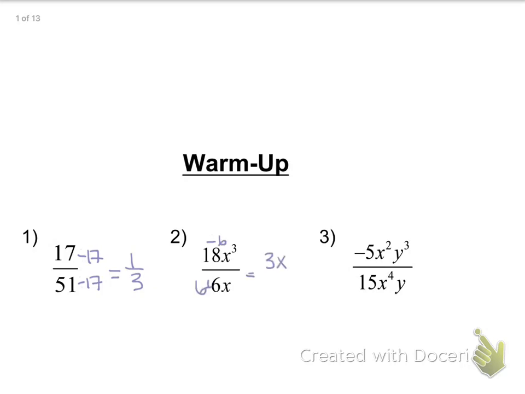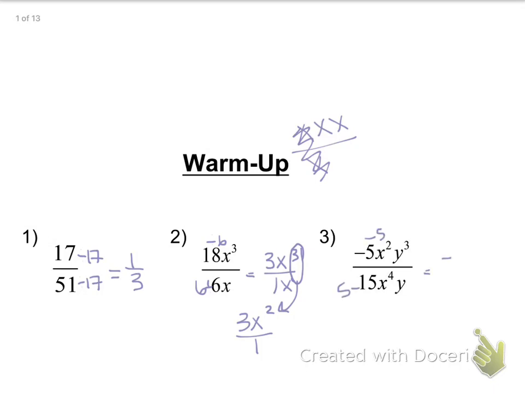I'm going to get 3x cubed over 1x. Okay, this has an exponent of 1 if I don't see one, so if I have 3 x's on top, 1x on bottom and cancel, I know I'm going to have 2 left on top. Or if you're dividing things with the same base, you can subtract those exponents. 3 minus 1 will get us that 2. Okay, my next one, they're both divisible by 5.